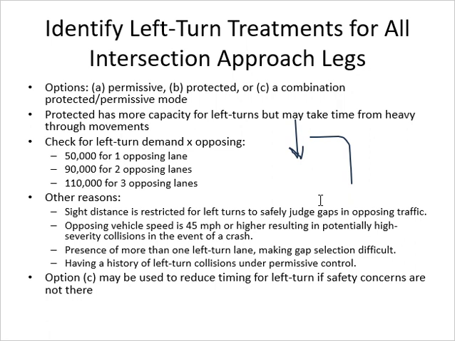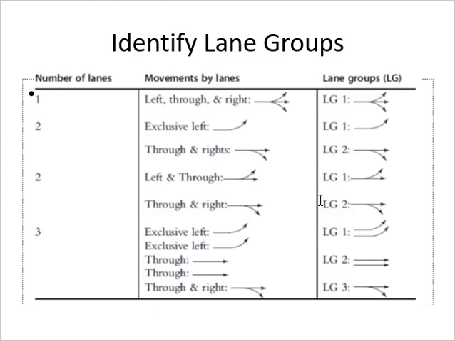And the last thing is the experience of crashes. Okay, so the numbers are fine, the speed is low, sight distance no problem, you don't exceed the limits, but the crashes are happening on the left turning. So then you don't have any choice. In that case you will go for a left turning protected phase no matter what, because it's shown. Okay, then you identify the movement groups and the lane groups.